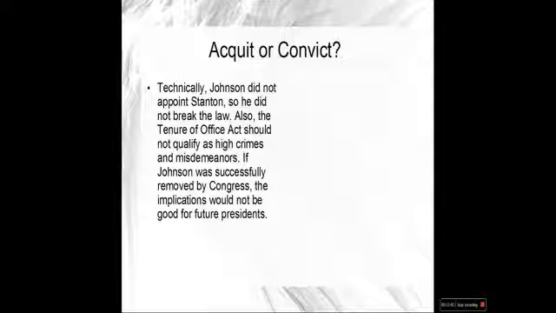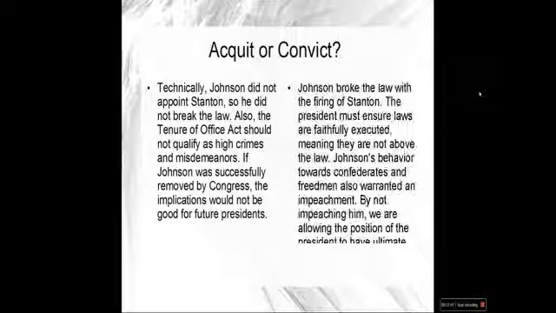Presidents in the future could be removed from office because of some minor offense like wearing the wrong colored tie or dating an intern.